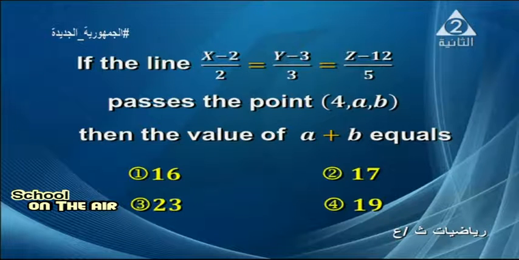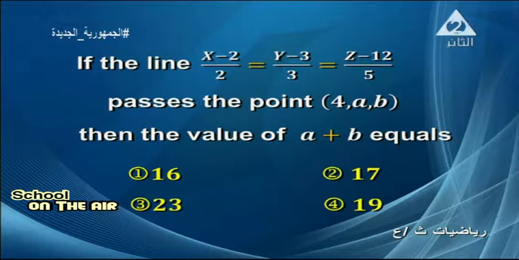If the line (x minus 2) over 2 equals (y minus 3) over 3 equals (z minus 12) over 5 passes through the point (4, a, b), then the value of a plus b equals what? 16, 17, 23, or 19.